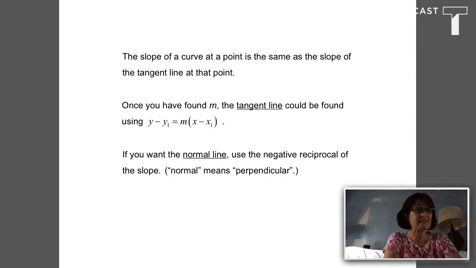Let's finish up that last example in your 2.4 packet. Before we do, here are things we need to know. If I want to find the slope of a curve at a particular point, I'm going to use the difference quotient, f of a plus h minus f of a over a plus h minus a, and let h get closer and closer to 0.